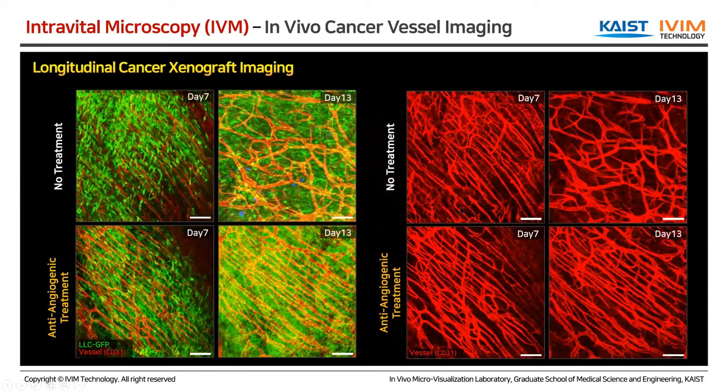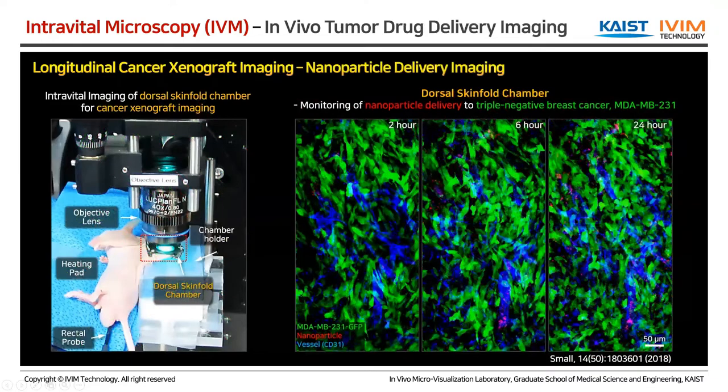And then also you can do the same thing with the treatment and without treatment. So on the below, what we did was some anti-angiogenic treatment. So you can see this vessel remodeling is very much suppressed. But without treatment, you can see this huge cancer vessel remodeling in just 6 days with this cancer cell growth. And then I already explained to you, with the same technique, we can monitor the drug delivery to the individual cancer cell through the blood vessel.